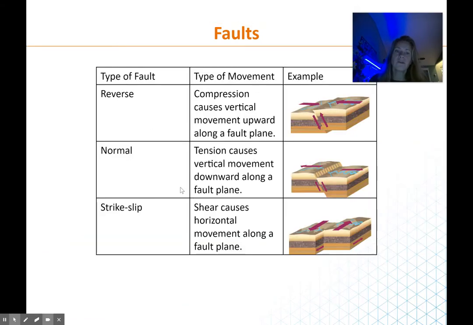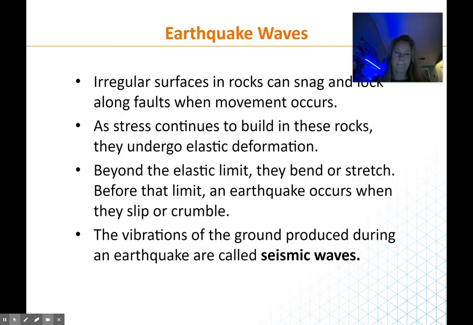All right, so here's our three types. We've got reverse, normal, and strike slip. So reverse is compression. It squeezes together. Hanging wall goes up, foot wall goes down. Normal is tension, and it's the opposite. So hanging wall goes down, foot wall goes up. And then strike slip, it's just simply sliding back and forth. And we'll do a lab where you guys will mimic these things with Play-Doh and show me the different types of faults.